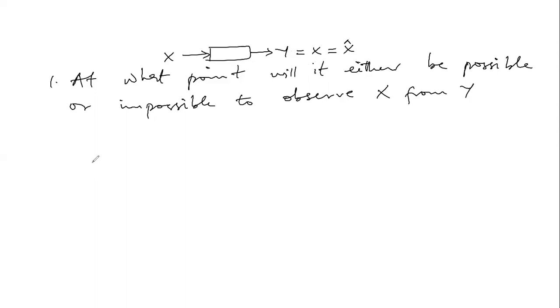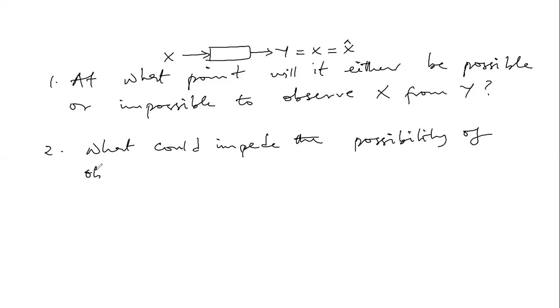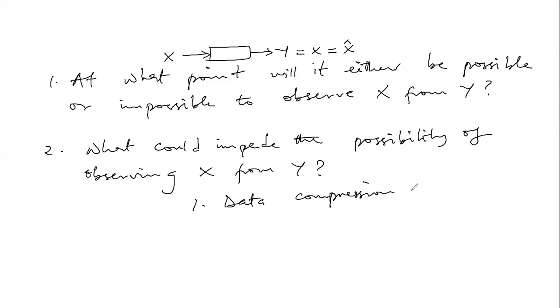Now, should we try to scale down a little, we now have another question to deal with. And that is, what could impede the possibility of observing X from Y? And technically, to address these questions, we will have to solve two fundamental problems. And the first problem is going to be the data compression problem. And the second is going to be data transmission. This is the transmission problem.